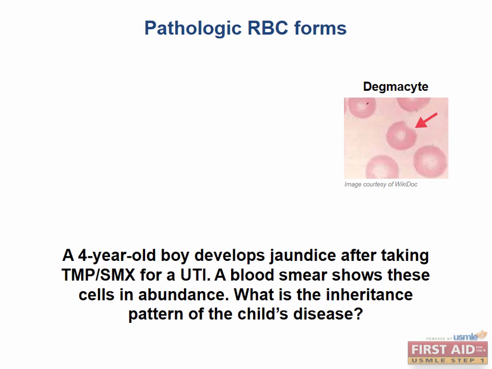Then the test will commonly ask inheritance patterns for these inheritable diseases. A good tip for these inheritance patterns is that diseases caused by mutations in an enzyme tend to be autosomal recessive, while diseases caused by mutations in structural proteins tend to be autosomal dominant. This is because if you have one allele for an enzyme that produces a defective product, you still have the other half of the enzymes to carry out the work.